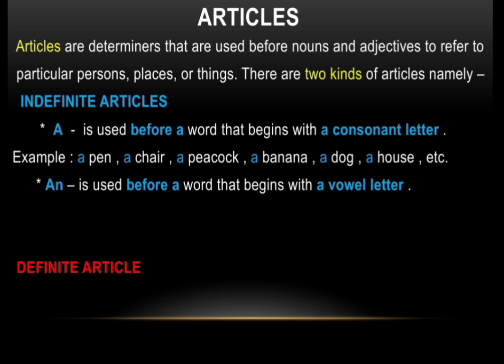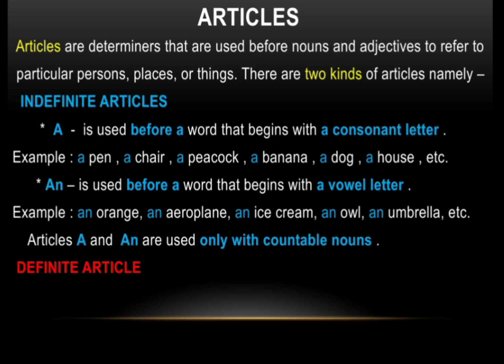An is used before a word that begins with a vowel letter. Example: an orange, an aeroplane, an ice cream, an owl, an umbrella. Now, all these words begin with a vowel letter. So, an is used before these words. Articles a and an are used only with countable nouns.